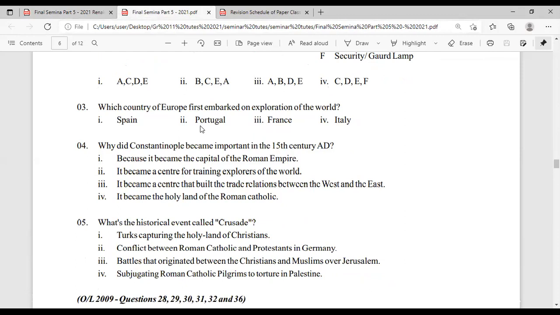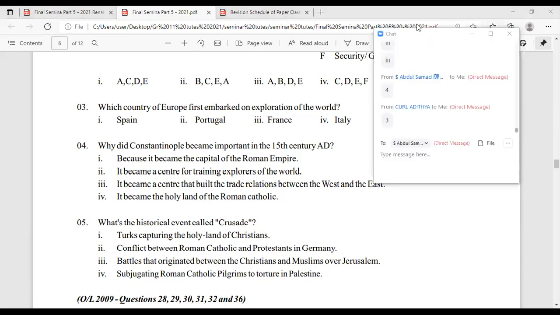What is the historical event called Crusade? Now this is out of syllabus. This is a 2008 question paper, so because of that, this is out of syllabus. But you can write the answer because I explained. Turks capturing the Holy Land of Christians, conflict between Roman Catholics and Protestants in Germany, battles that originated between the Christians and Muslims over Jerusalem, subjugating Roman Catholic pilgrims to torture in Palestine.